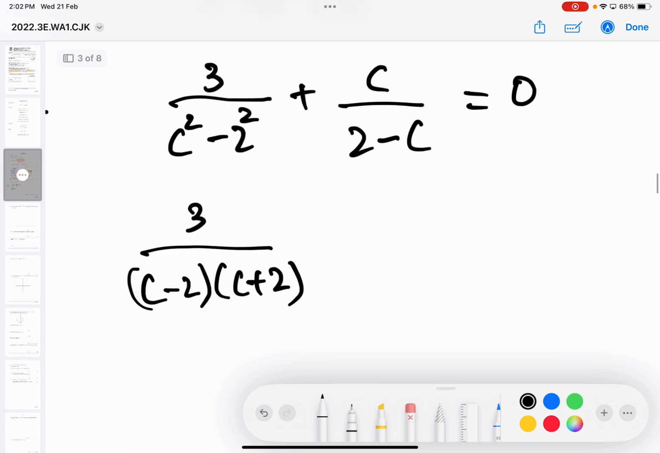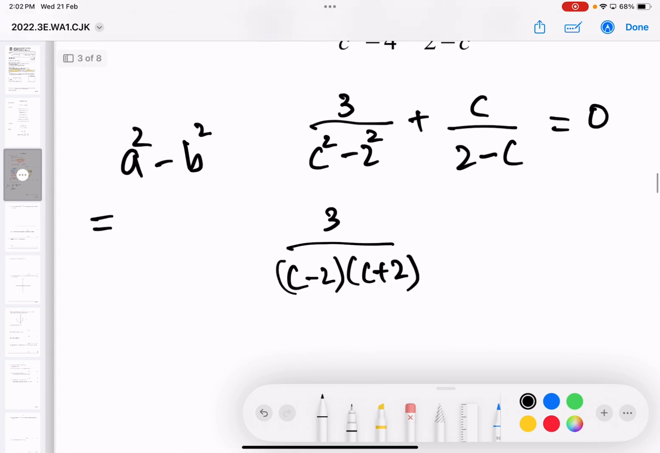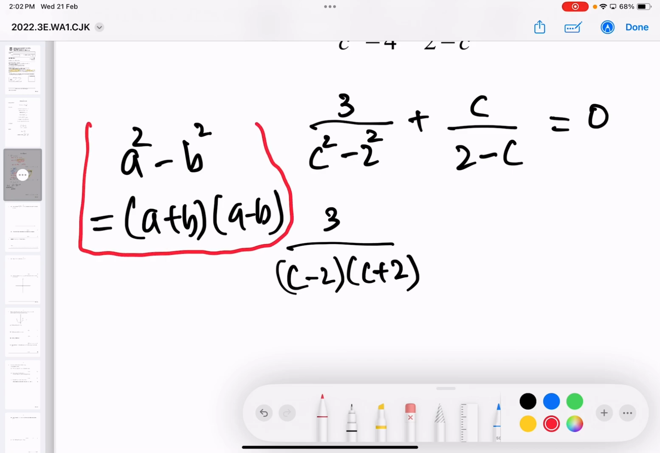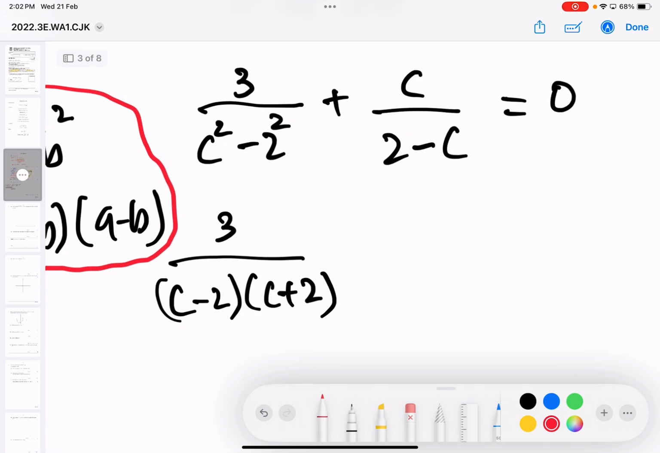Okay, so this can be represented as this way. This is what you were taught in Sec 2. A square minus b square is a plus b, a minus b. Okay, this property you must know. So that is how we change this to here.